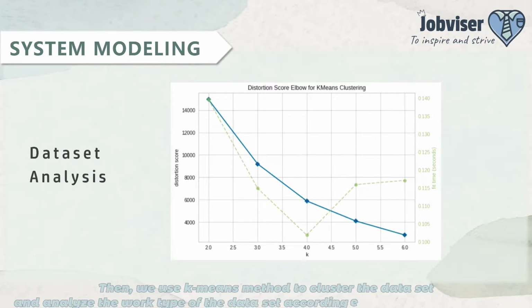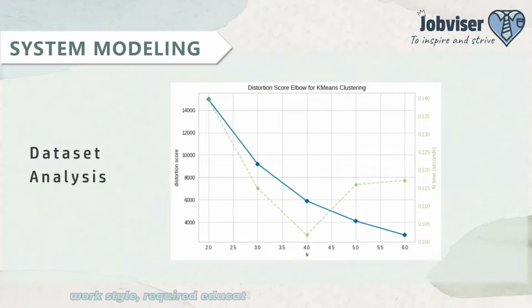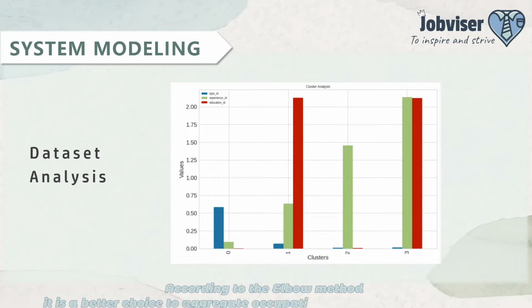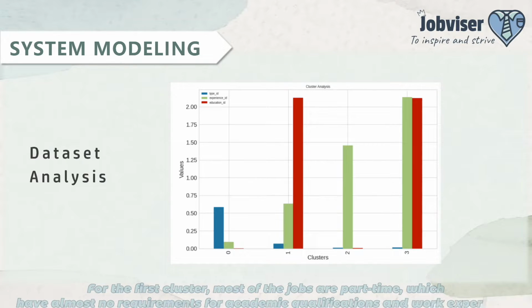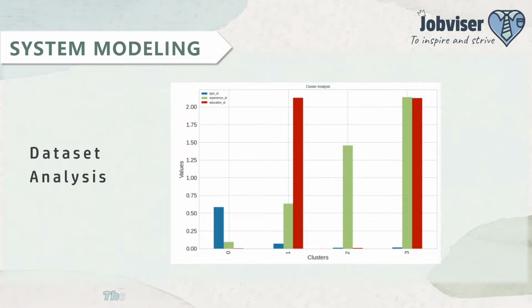Then, we use k-means method to cluster the dataset and analyze the work type of the dataset according to the 3 dimensions of work style, required education, and required work experience. According to the elbow method, it is a better choice to aggregate occupational data into 4 categories. For the first cluster, most of the jobs are part-time, which have almost no requirements for academic qualifications and work experience. They belong to low-level jobs with lower thresholds.